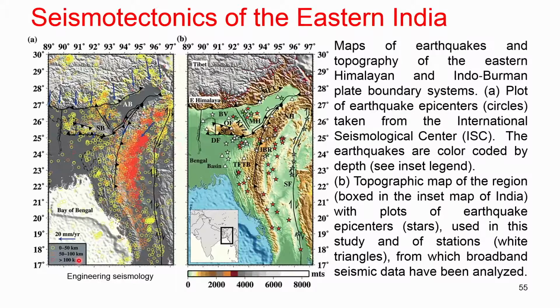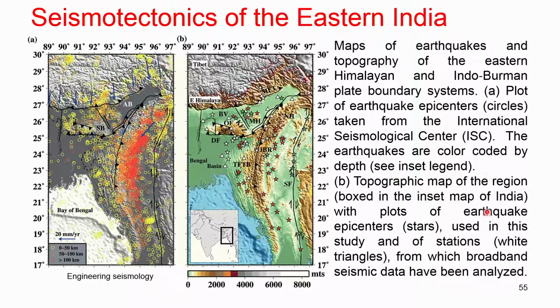You can also see the earthquakes here. As I told you, the eastern part of the Himalaya is more and more complex, and the earthquakes are deeper than in the northern part of the Himalaya. The topography plot shows earthquake epicenters taken from the International Seismological Centre. The earthquakes are color coded by depth, so see the legend there.